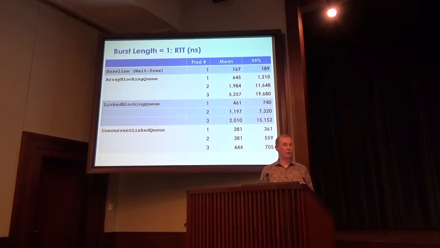The array blocking queue, the link blocking queue, and the concurrent link queue. How do each of those perform if we're using them in the non-blocking way? Like we've seen, the blocking way before was terrible. Let's see the non-blocking way. See if it's any better.